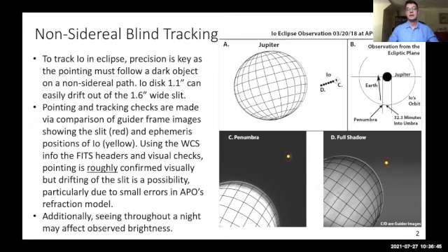There are small errors both in the refraction model at APO, basically where the telescope is supposed to be pointed. And also, as seeing throughout a night gets worse and worse, we're obviously going to take a hit in where we're pointing or the brightness that we're seeing. So temporal effects can sometimes be a little bit difficult to track, but we have ways of dealing with this, which I'll talk about later.